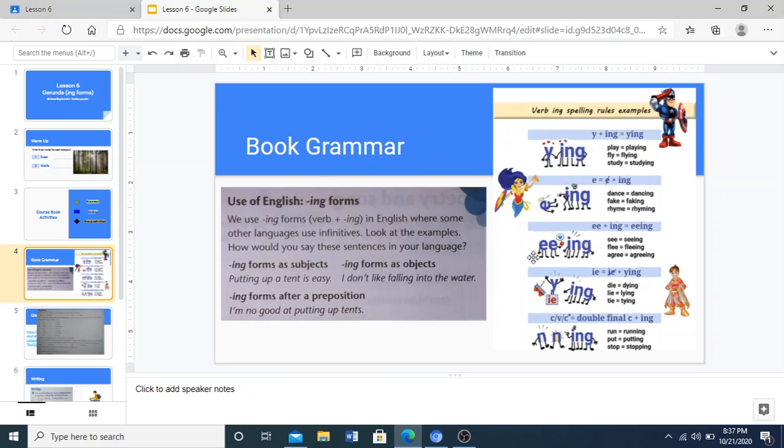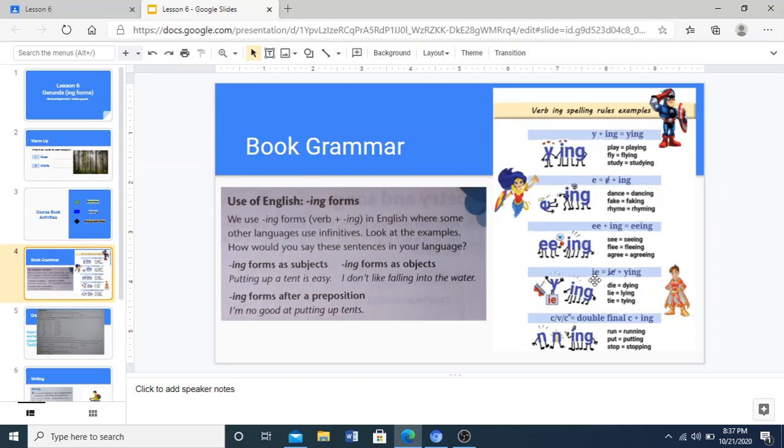Also, if the infinitive ends in double e, ee, in this case, do not eliminate the e, just add the -ing to the end. Here, see becomes seeing, flee becomes fleeing, agree becomes agreeing.